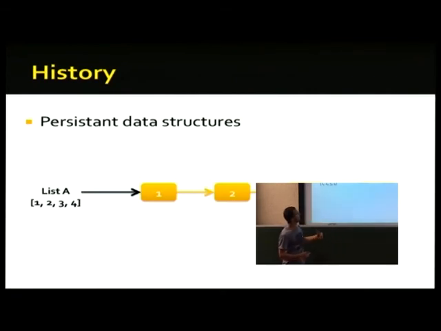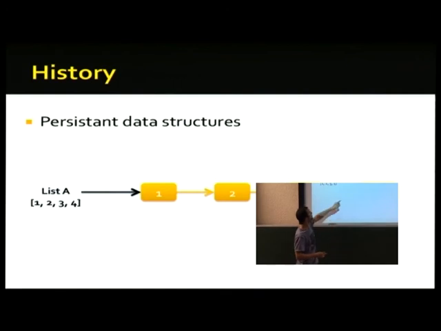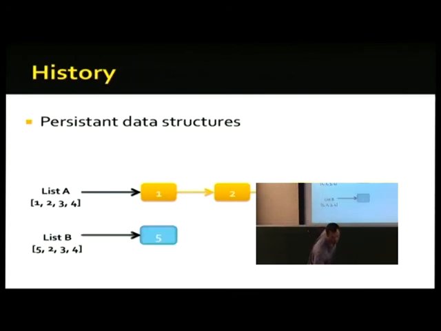So imagine you have a vector or an array of 4 elements. Obviously the more normal way to store that would be to have 4 elements together in memory right next to each other. But if instead you store them as a linked list structure, where each element points to the next one, you can do some really interesting things. If you have a second list where I changed the first element into the number 5, I can just create the head of the list, just the number 5, and then have it point to the rest. So now it goes 5, 2, 3, 4.